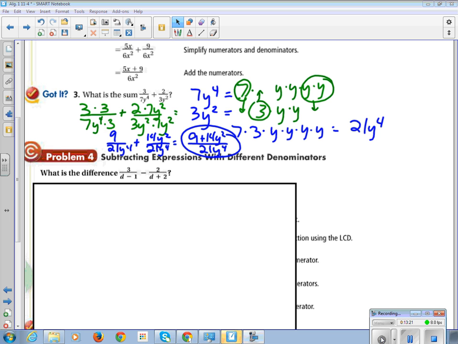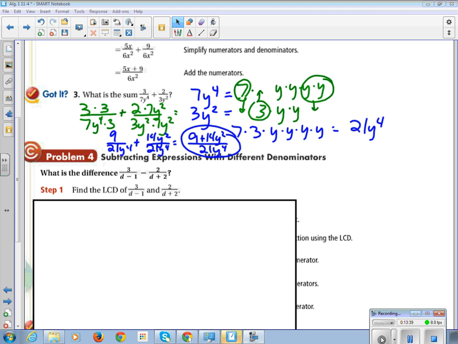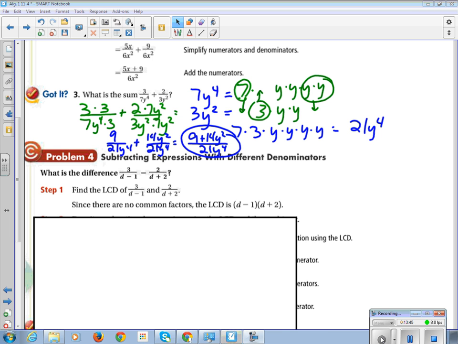All right, so we're going to do some more subtracting. We did adding in the last one. Now we're going to do subtracting. So we look at our denominators here. 3 over d minus 1 minus 2 over d plus 2. There is nothing common about these denominators. So the least common denominator between d minus 1 and d plus 2 is just the two items multiplied together, d minus 1, d plus 2.